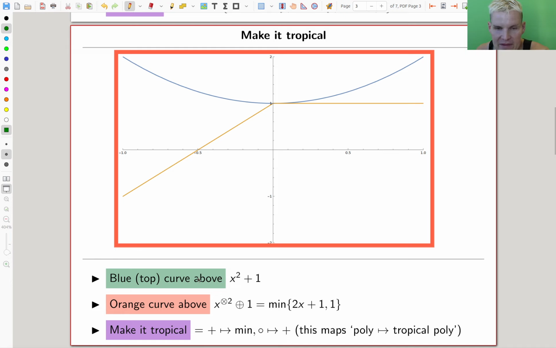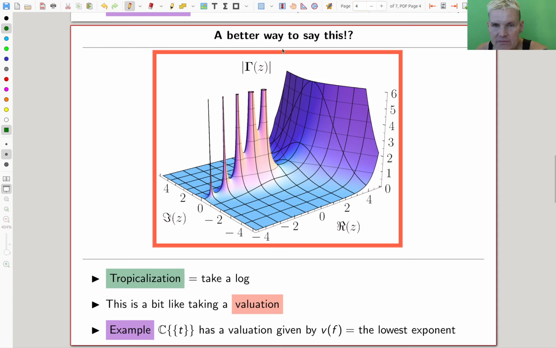And really, let's do it easy here. x squared plus 1. So the orange curve, this is x squared plus 1, our little parabola. The orange curve, the piecewise linear function, is min of 2x plus 1, 1. Exactly that thing here. So what happens is that plus goes to min, and times goes to plus, and this is essentially our tropicalization map. And we want to make that a little bit more general in the following sense. So a better way to say this is the following.